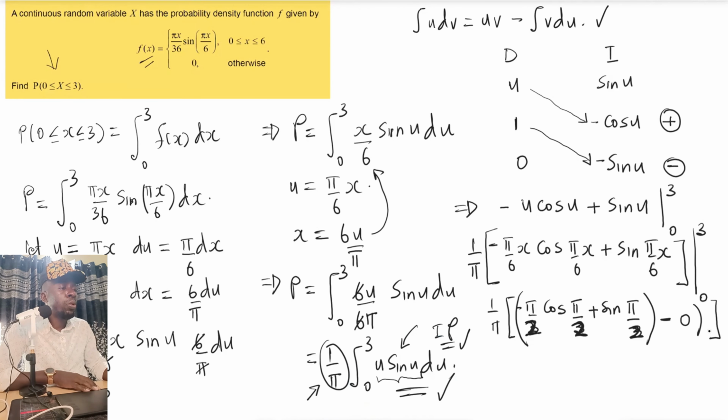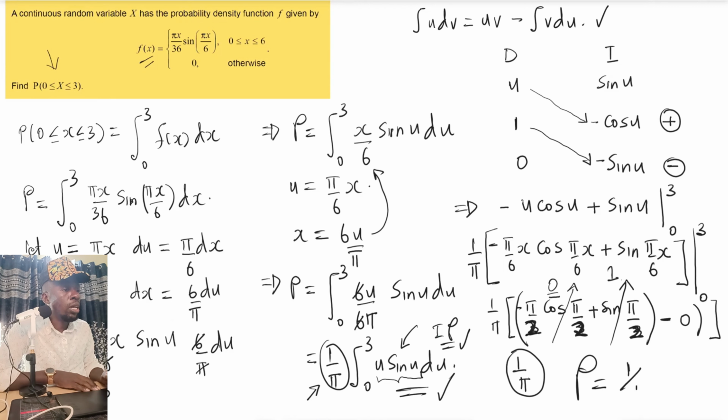So upon that reflection, we have sine of 90 here. We have cosine of 90. What is cosine of 90? Cosine of 90 is 0. And here we have sine of 90. What is sine of 90? It is 1. What is 0 plus 1? It is 1. What is 1 times 1 by pi? It is 1 by pi. So technically this 1 by pi is the final answer. So the value of the probability is 1 by pi.